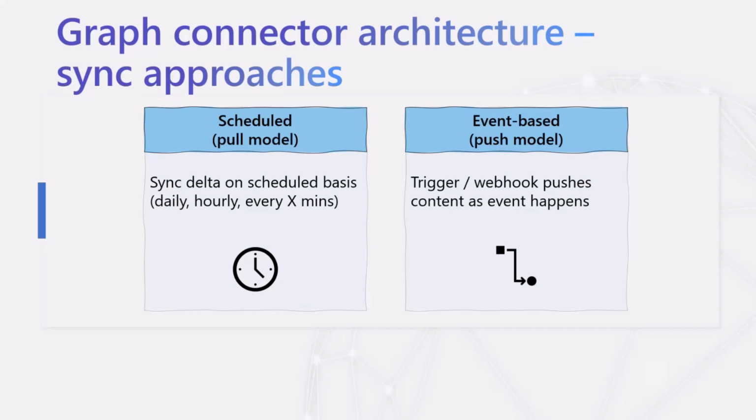So we offer two different models for that. One is a scheduled pull model, which allows you to sync over a period of time: daily, hourly, or maybe every 15 minutes. The other is more event-based, a push model. As something changes in the source system, a webhook senses that change and pushes that data right back into the index and makes it available immediately, or as close to immediately as possible.